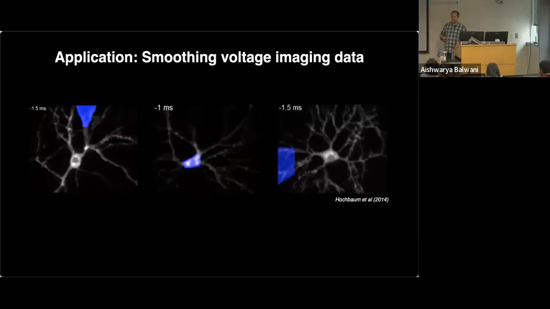So as a motivating example, the application that got me particularly excited about this was this application to voltage imaging data. These videos were created by Daniel Hochbaum when he was a grad student in Adam Cohen's lab back in 2014. They're optogenetically stimulating these neurons using blue light at these dendrites here. And as they optogenetically stimulate, it's driving current into the soma, initiating a spike, which when you see these videos, you can watch propagate throughout the cell. And it's absolutely beautiful videos.